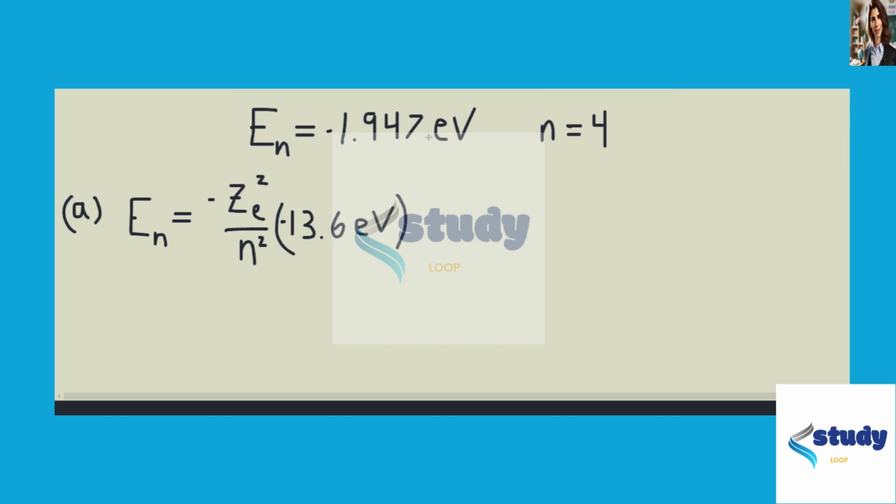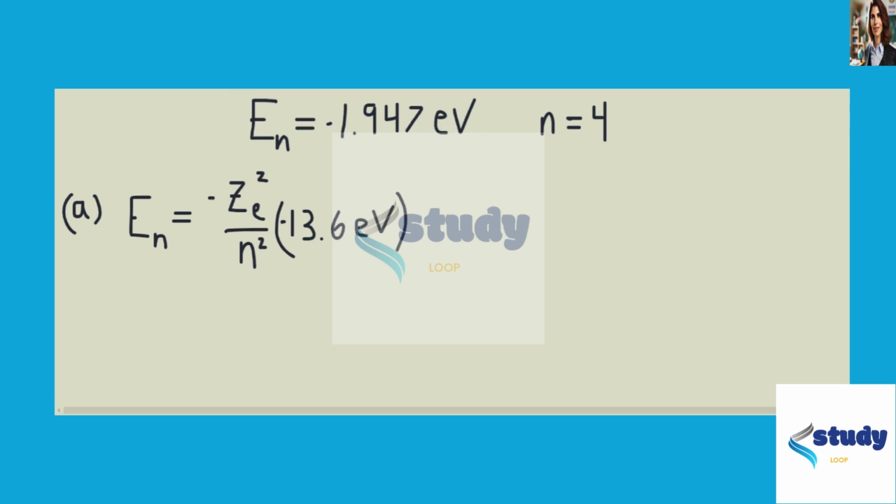In the 4s state, n is equal to 4, we're told that the energy of the sodium, E sub n, is equal to negative 1.947 electron volts. So what is the effective net charge on the nucleus seen by the electrons, and on average, how many electrons are screened by the nucleus?